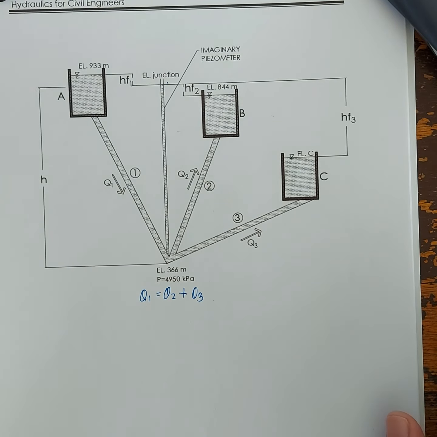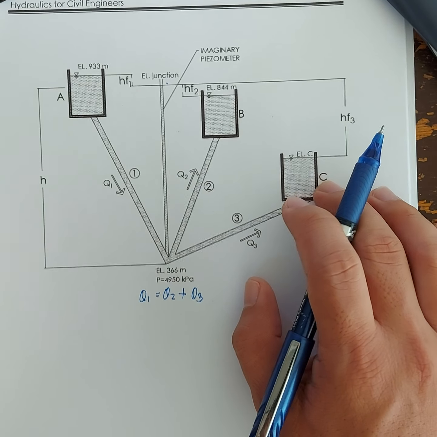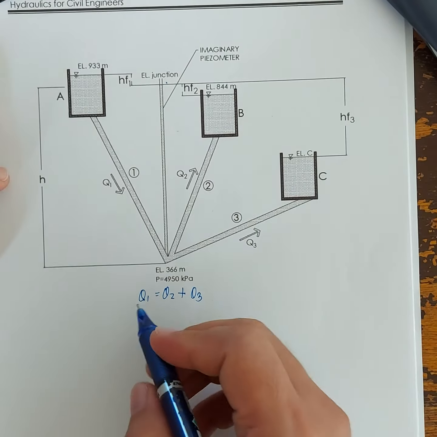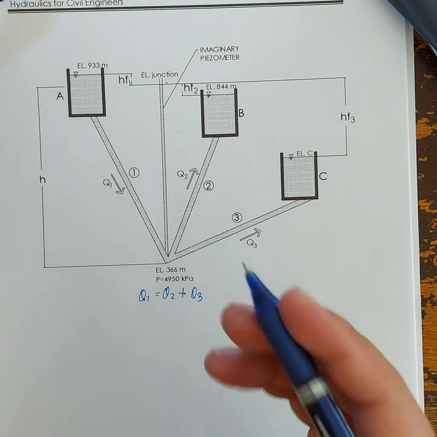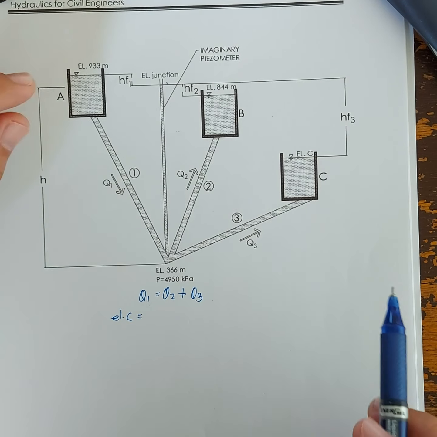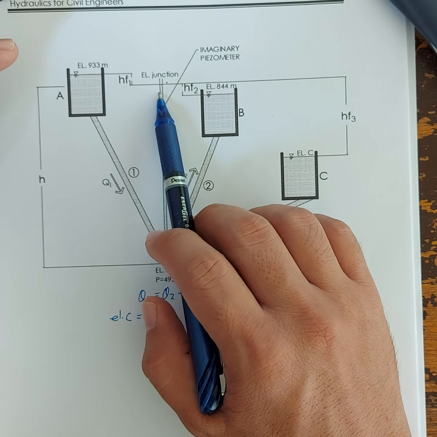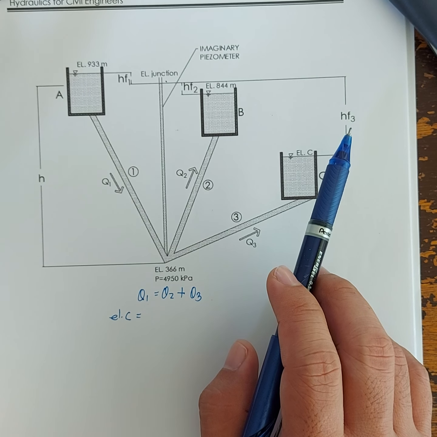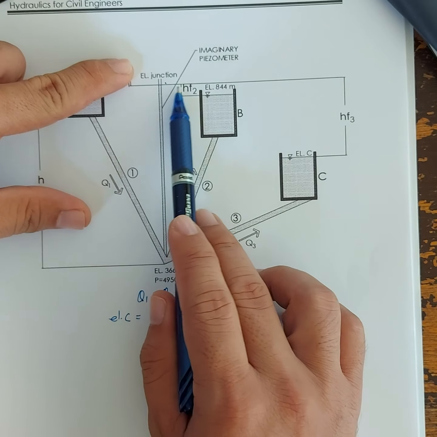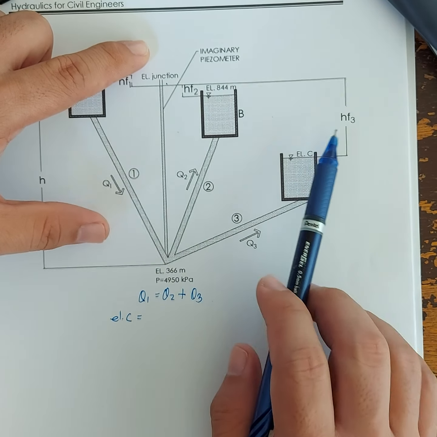So next, our goal is to solve for the discharge in pipe 3 and the elevation of reservoir C. How do we solve the discharge? How do you solve the elevation of reservoir C? Let's try to formulate an equation that would give us an idea how to solve for the elevation of reservoir C. Take note again that the differences in elevation between the junction and the reservoirs are actually the head losses. The difference in elevation between the junction and reservoir A is HF1, between B and the junction is HF2, and between C and the junction is HF3.